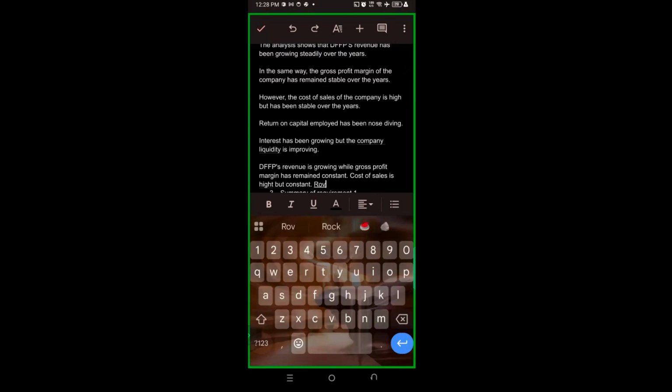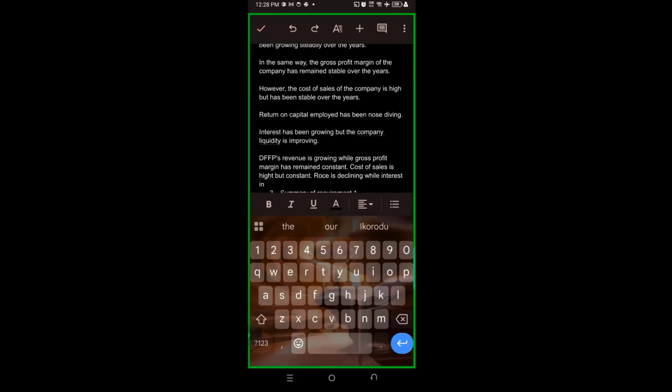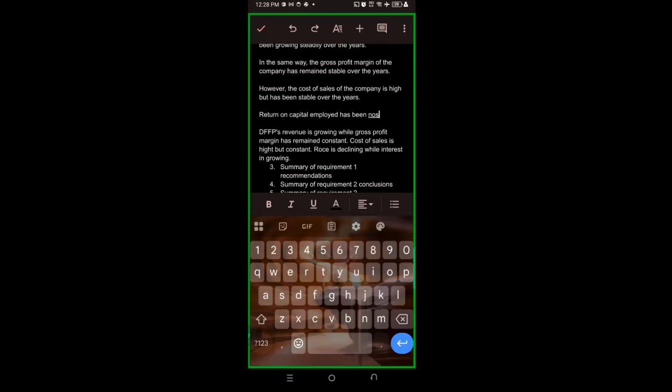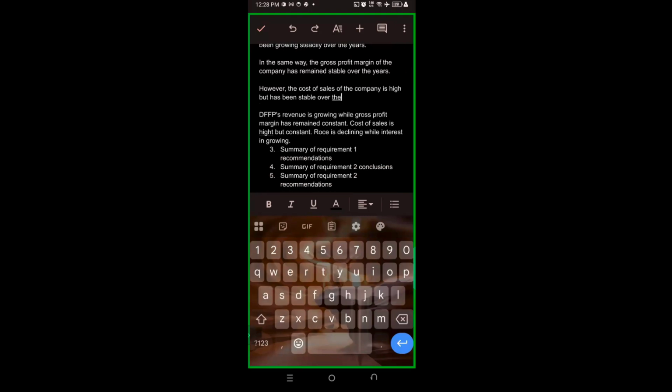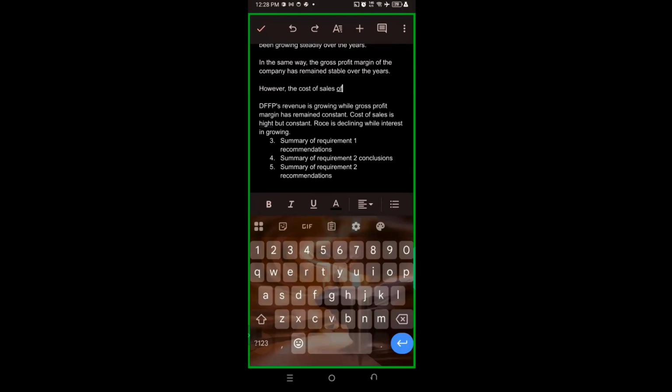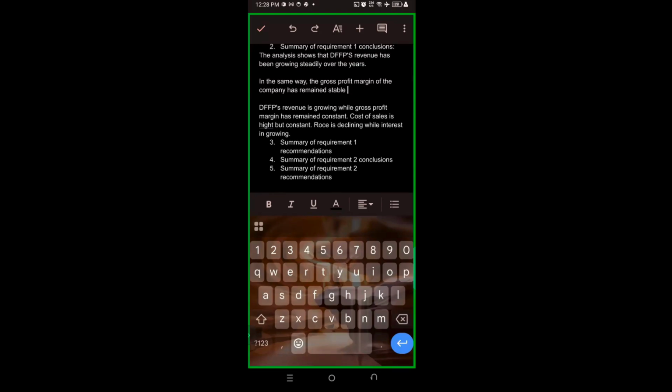ROCE is declining while interest is growing. Okay, that is the summary. I can leave that as the summary. You can see, very easy. So I want to delete those other things I put there.